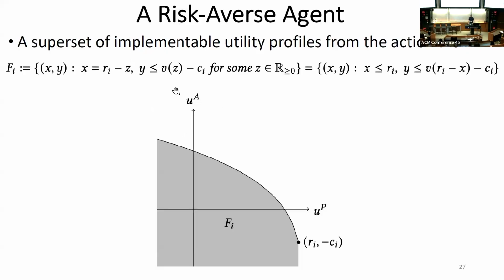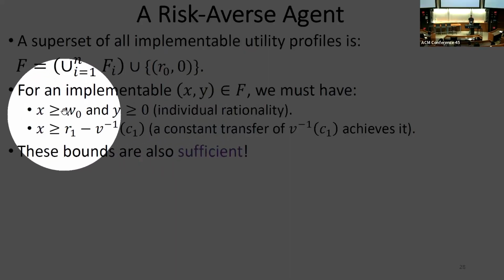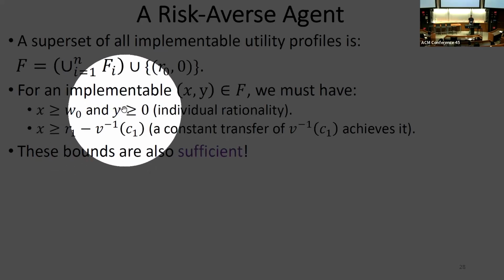So this set Phi for a specific action is just the points below the graph of some concave function, which is a shift of V. And if we would like to think of all implementable actions, first we'll have to take the union over all such sets Phi, and add the trivial utility profile for the default action. And now, what would be the necessary conditions for implementability of a utility profile? Again, by individual rationality, the utility of the principal must be at least as high as the welfare of the default action, and the utility of the agent must be non-negative.